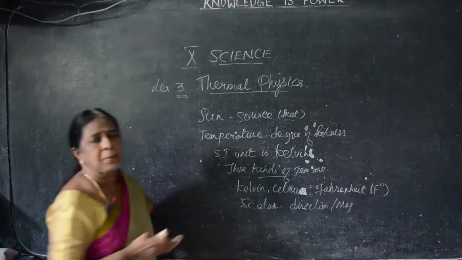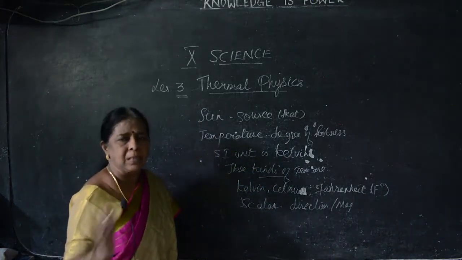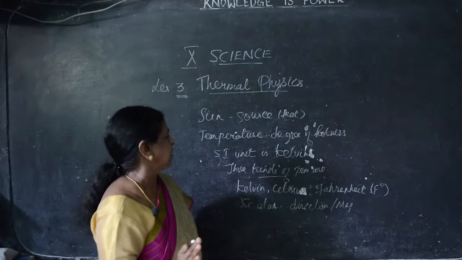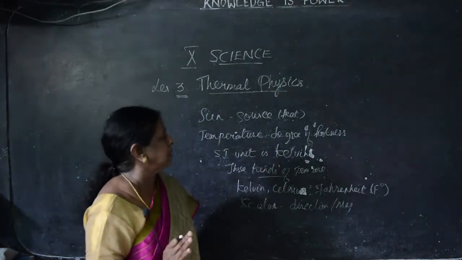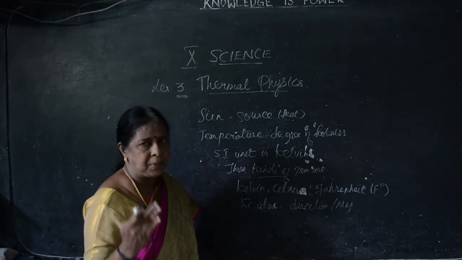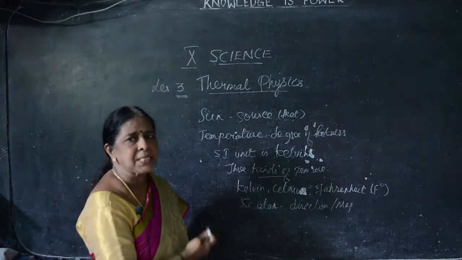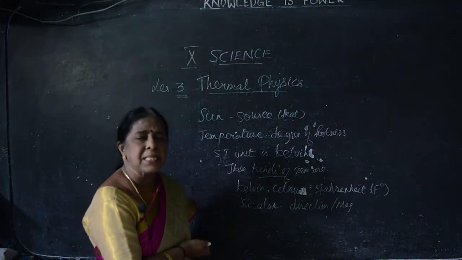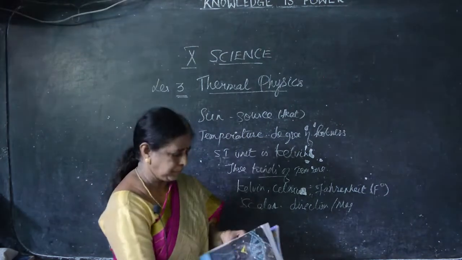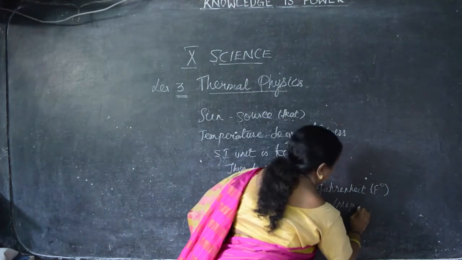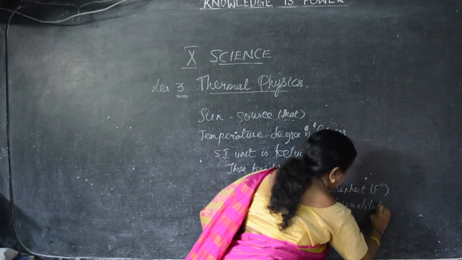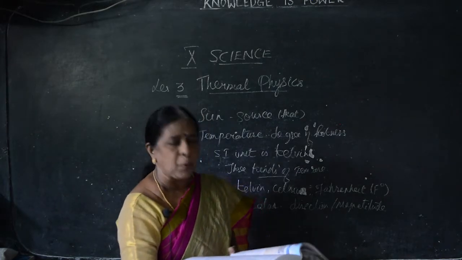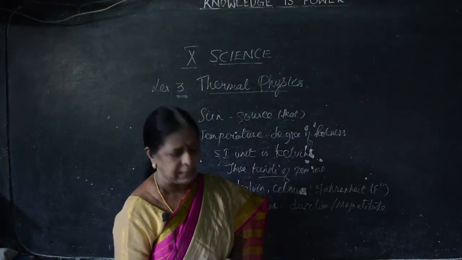Okay, so what are the things we come across? Temperature is required by all living organisms for their survival. Sun is the main source of temperature. The SI unit of temperature is Kelvin. Further, there are three kinds of temperature scales, Kelvin, Celsius and Fahrenheit. Then this is a scalar quantity. Clear? So these are the important points, and as usual you have to underline them.